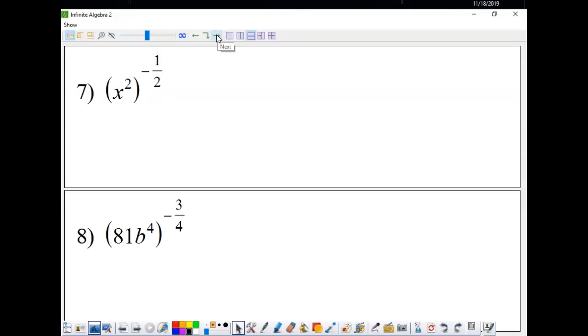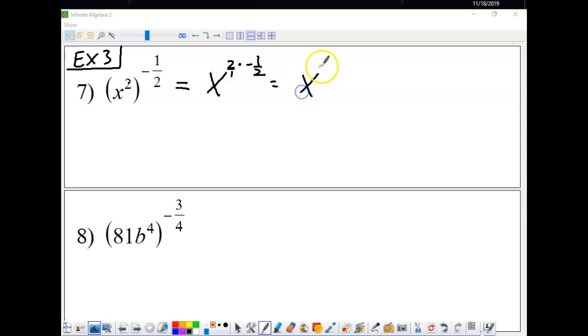Would you guys please write down number 7? We'll call this example 3. So what do you guys notice is different this time? Negative. We talked about that last time, right? So first of all, we're going to have x to the 2 times a negative 1/2, which is going to be x to the negative 2 over 2, which is x to the negative 1.